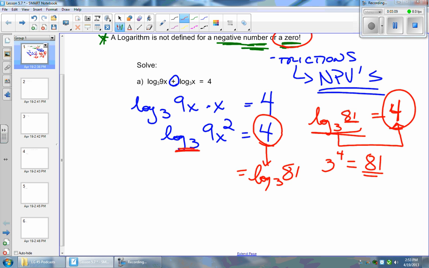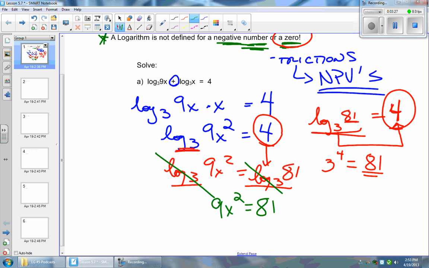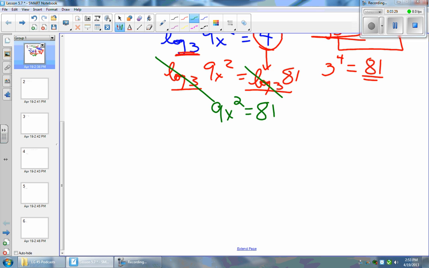Now check this out. Now you've got log base 3 here of 9x squared. As soon as you get a complete log equal to another complete log, these logs can actually cancel, gone, leaving you with a really pretty equation. 9x squared equals 81. Oh my goodness, that is so easy to solve now. Okay, so how do we go about solving it? Simple. Divide by 9, just like we did before. So x squared equals 9.